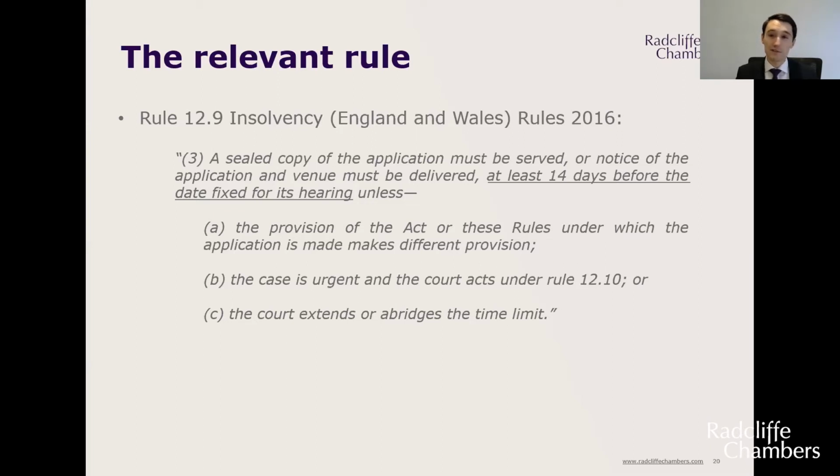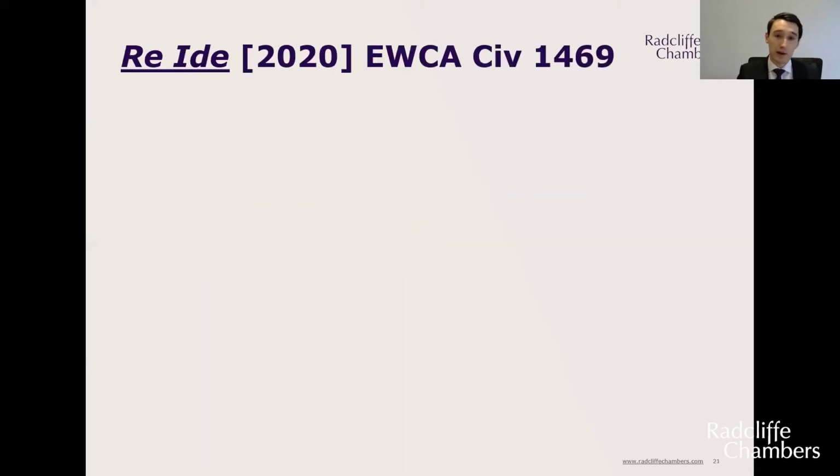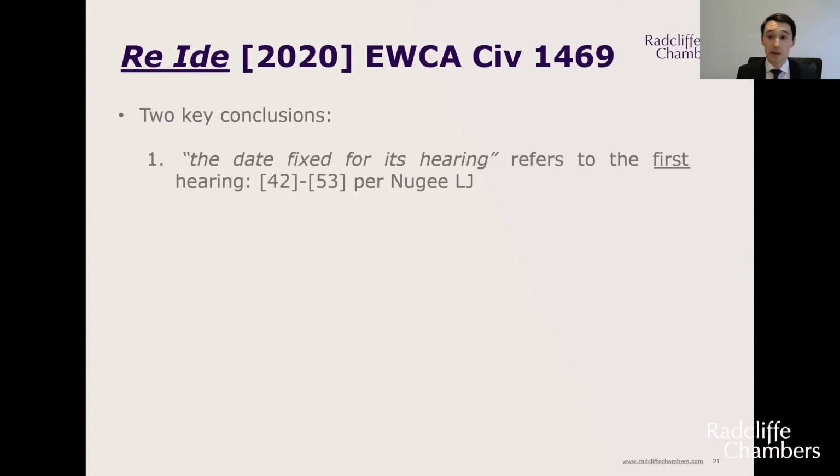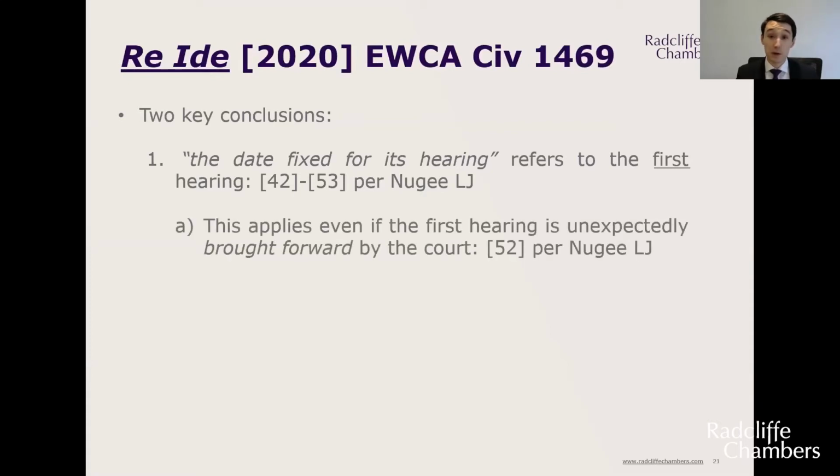If the court does adjourn that first hearing and it doesn't go ahead, what is the hearing for the purposes of Rule 12.9? Is it the date written on the application form, or is it the date of the first hearing where everybody actually turns up and has an argument about something? This is where Re Eyed comes into it. The Court of Appeal unanimously held that it's the first hearing that matters, even if that hearing is ineffective, adjourned, or vacated. In fact, the Court of Appeal even suggested, albeit obiter, that if the first hearing was brought forwards from the original date, it's the brought forwards date that matters.